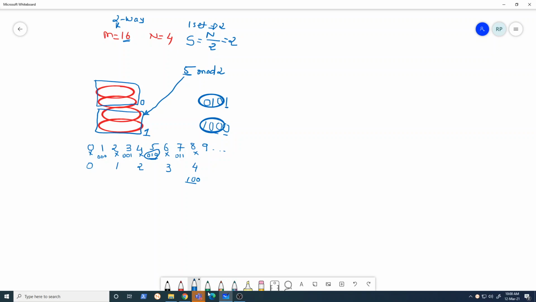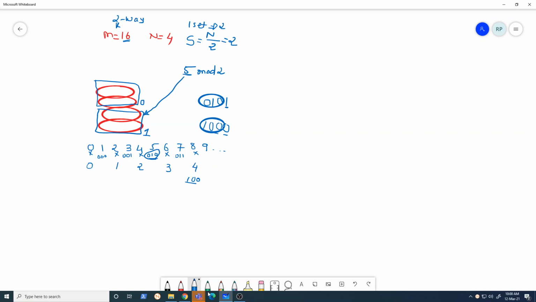In direct mapping we were dividing like this: the tag bits were at the back and the block was in front. Okay, but here it's a reverse thing. Set is at the last bit, because for 2 sets only 1 bit is required. If this is 4 sets, consider 2 bits.